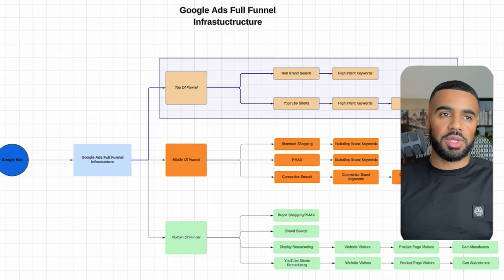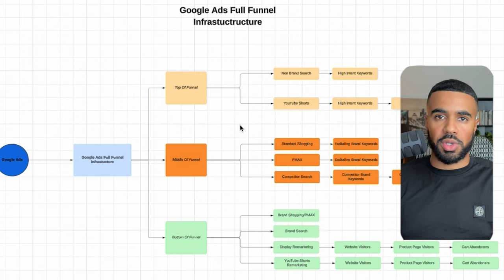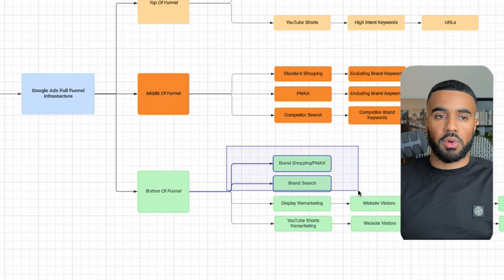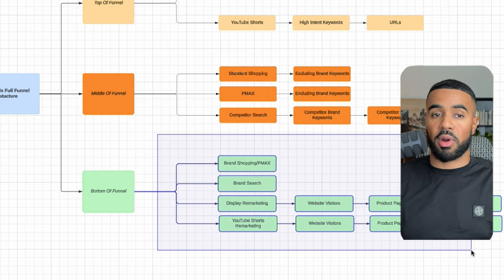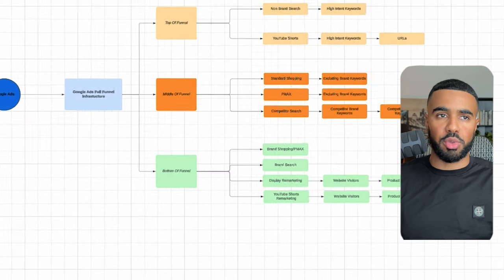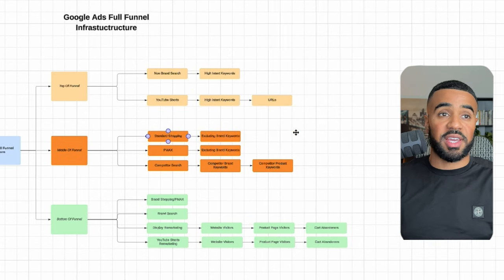And so what we do is we leverage Google Ads for top of funnel, specifically with non-brand search, YouTube Shorts, and non-brand shopping campaigns. We leverage it for middle of funnel with standard shopping, PMAX, and competitor search campaigns, and of course, bottom of funnel. But the way that we approach bottom of funnel is we focus on, of course, brand shopping and PMAX, brand search, but we also take it a step above and we focus on display remarketing and leveraging YouTube and YouTube Shorts. Majority of e-commerce businesses are not leveraging YouTube Shorts at all. And so right now, it's literally an untapped blue ocean. And so overall, this is how we went about approaching both YouTube as well as Google. And this is the infrastructure that we built out to take advantage of the platform.